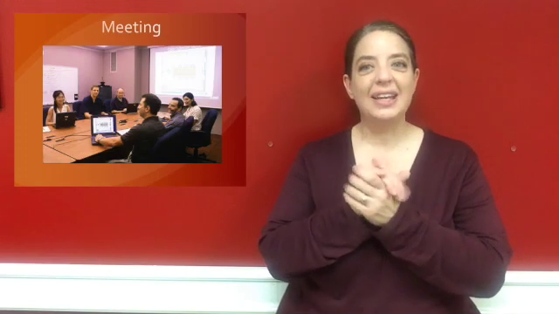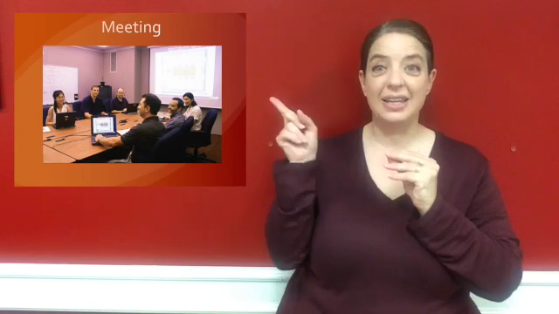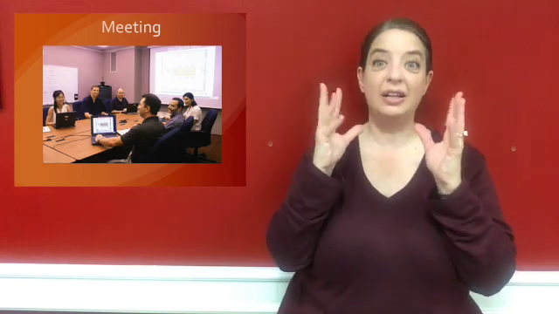Now we talked about the sign to meet somebody, like it's nice to meet you, but this is you and me meeting. But if you're talking about a whole lot of people coming together in the same place, like in the picture, it's a meeting. There's all the people and they're coming to one location. Meeting.